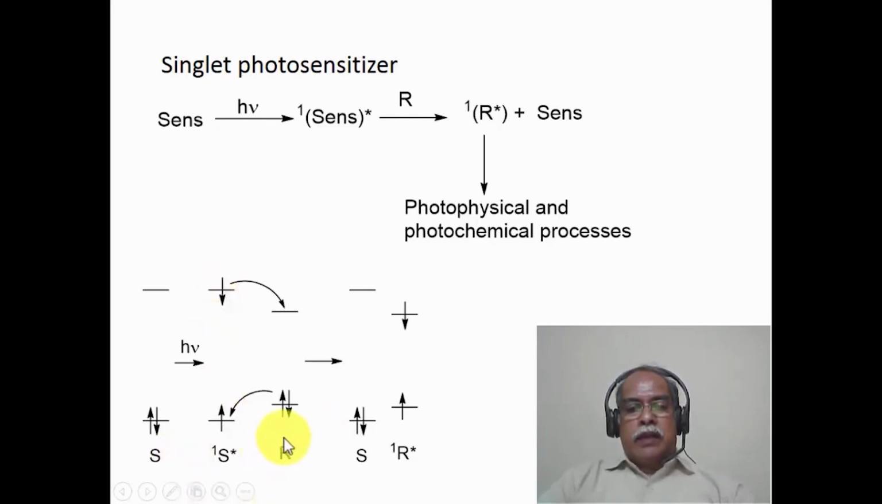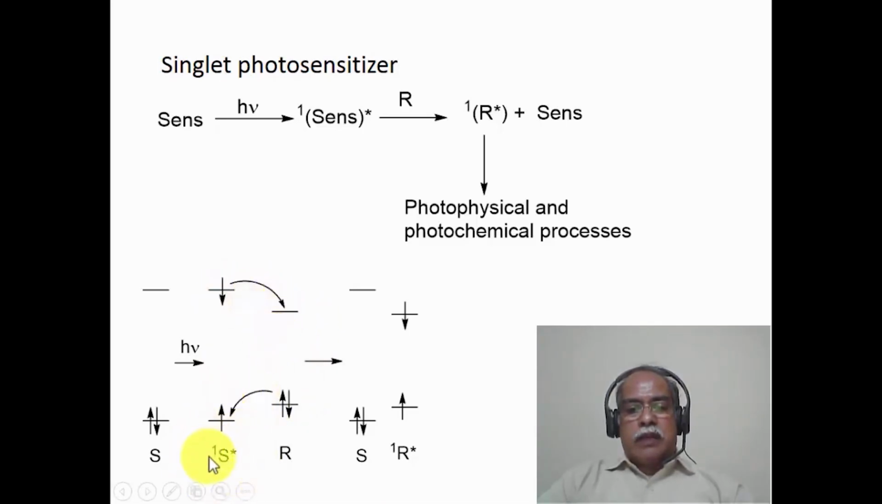Now these are the electronic energy levels of the reactant molecule. You can see here the reactant molecule has a lower energy so that it can receive this electron from this higher excited state. In other words, this is the transfer of energy in terms of this electron hopping onto this level and one of these electrons hopping onto this particular level. These are all spontaneous processes, as you can see, going from a higher energy level to a lower energy level.